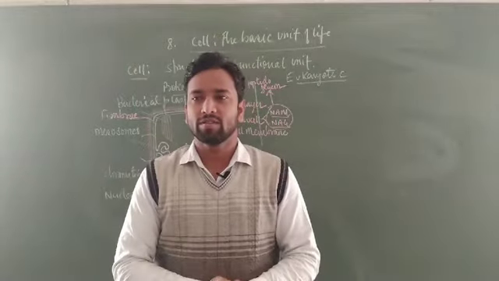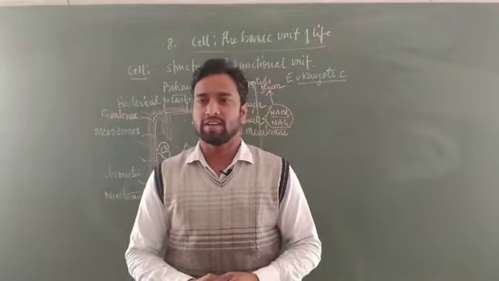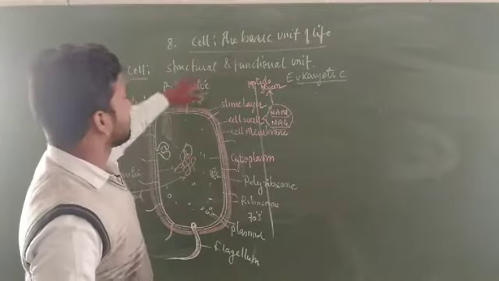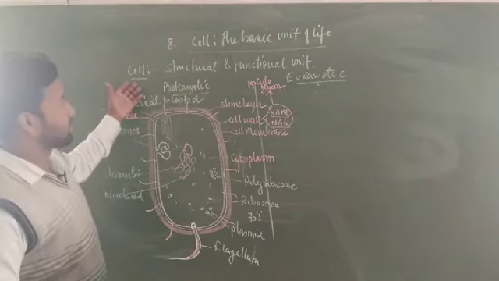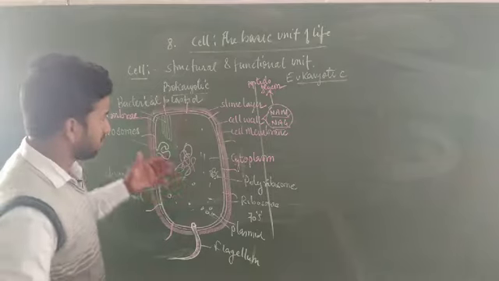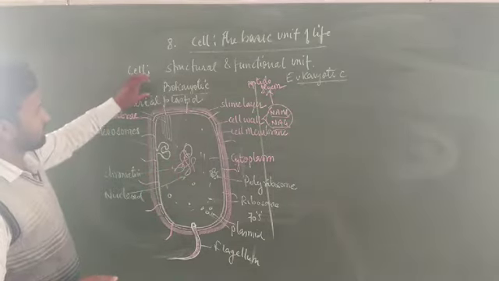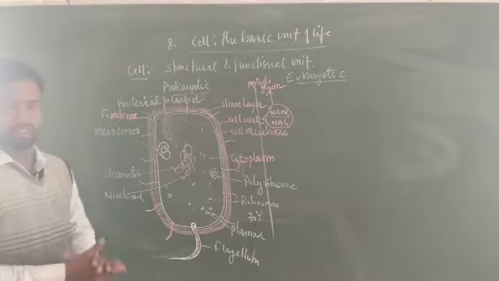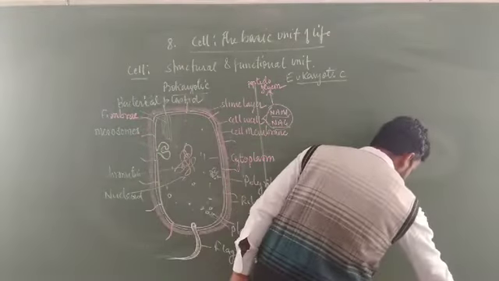Hello dear students, we are going to learn our topic today, types of cells, under the chapter "Cell, the Basic Unit of Life." Today's topic is types of cells, especially prokaryotic and eukaryotic cells. You can see the diagram prepared on the board of a typical prokaryotic cell. This is the structure of bacteria.